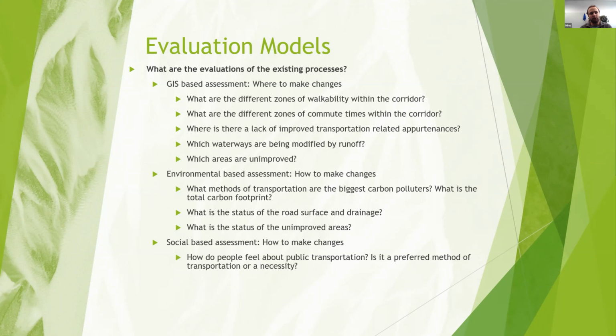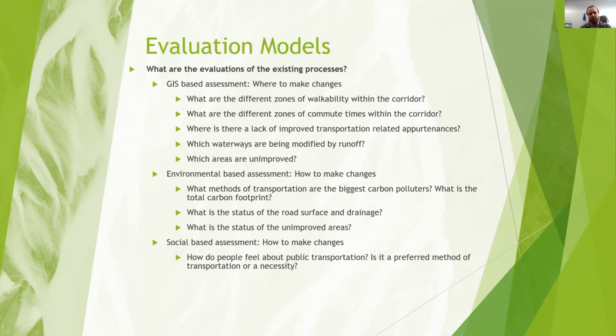That's going to utilize my GIS-based assessment. So I want to create things like different zones of walkability within the corridor. How available is it for people to walk within this corridor and get to different places? What are the different zones of commute times based off of utilizing public transportation? Where is there a lack of improved transportation related appurtenances? And I know this personally, that there's a lack basically everywhere.